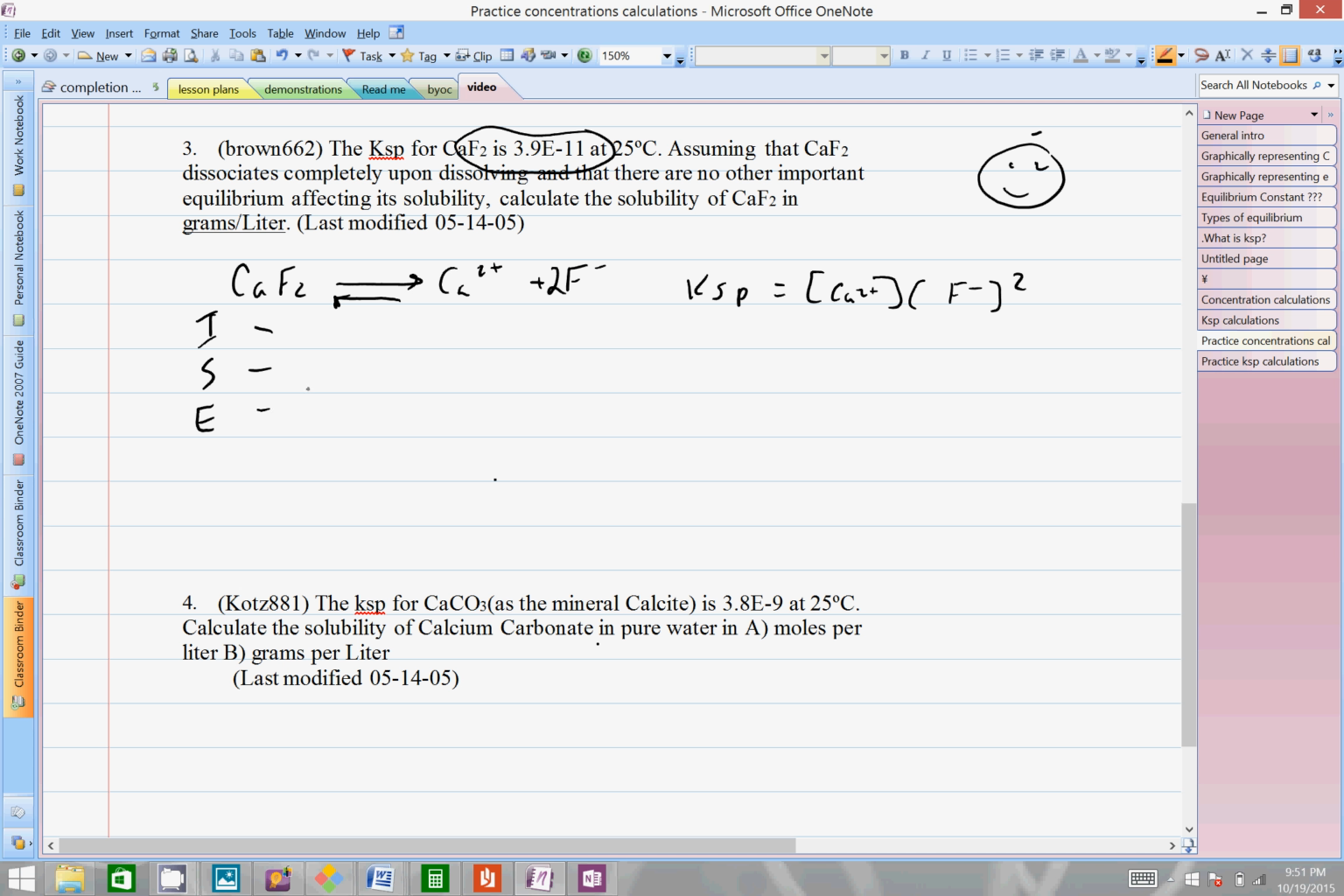Every time I go through this process, I'm giving myself the opportunity to fill information into the table. What do they want me to find? They've given me my Ksp value at 3.9 e to the negative 11th, and they want me to find these equilibrium concentrations. If they don't tell you dissolving in pure water, you assume there's nothing else there, no calcium or fluoride present in the solution beforehand.